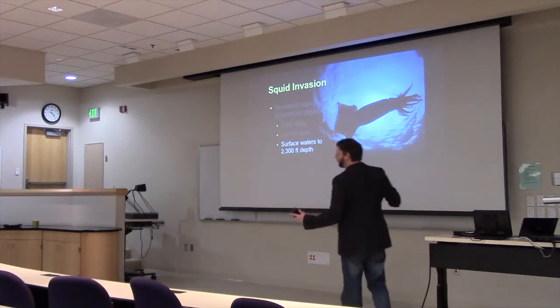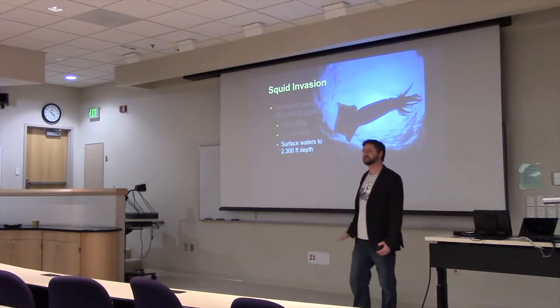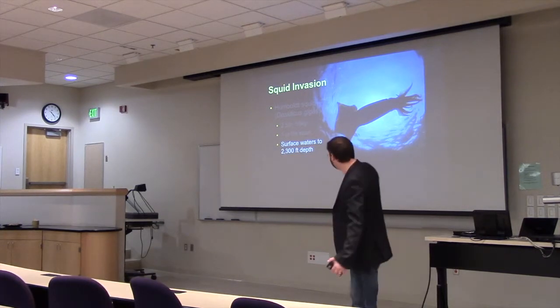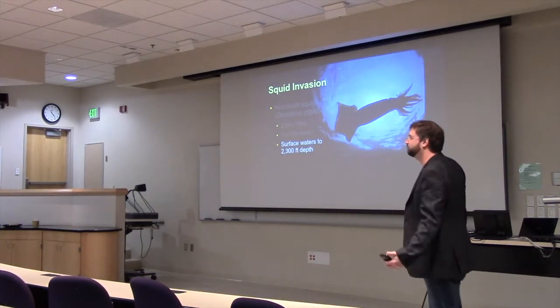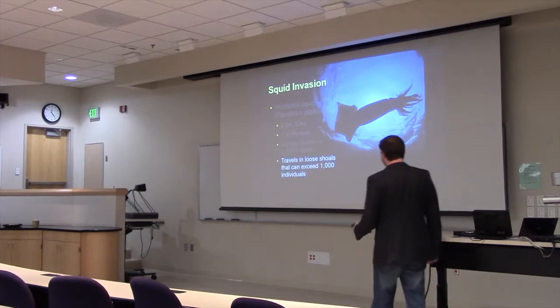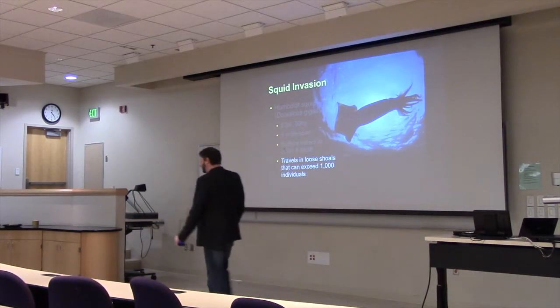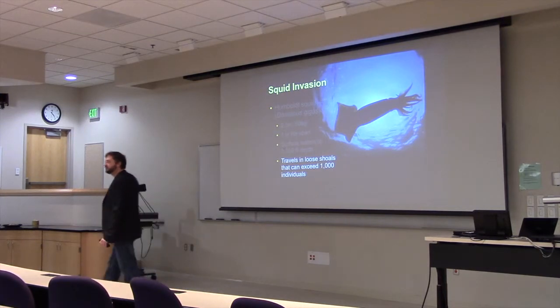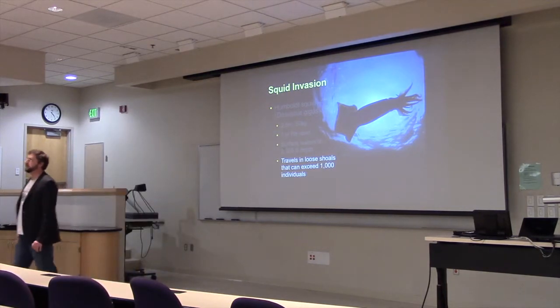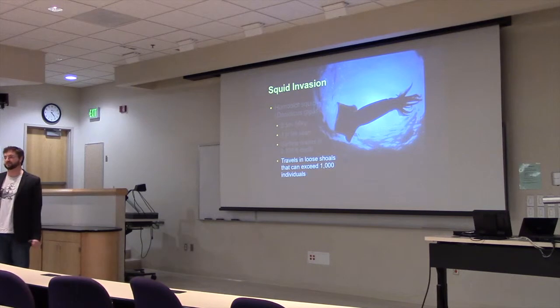They occur in surface water, so they'll come right up to the surface, but they can exist down to about 2,300 feet, which is pretty deep. About a half mile down is nothing to sneeze about. And when they come north, they're coming north in very large groups. They travel in loose aggregations, loose shoals, that can be up into the thousands of individuals.